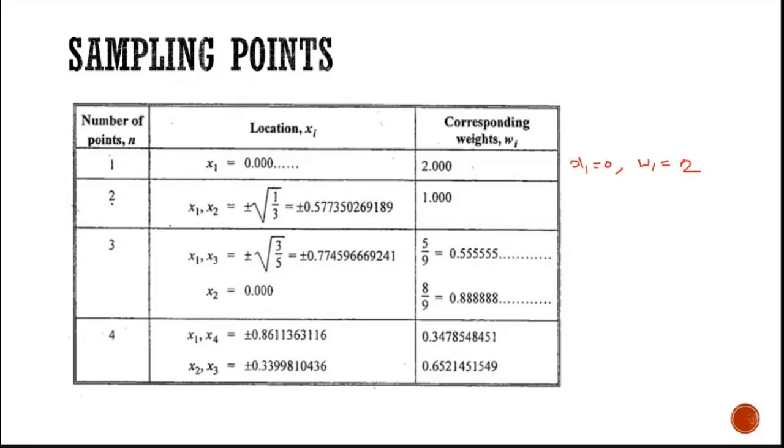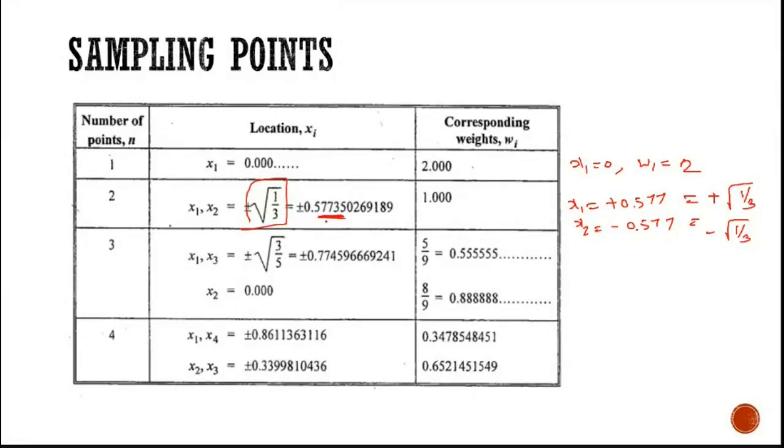If n is equal to 2, what will happen? Your x1 is plus 0.577, your x2 is minus 0.577. Otherwise you can also consider them as plus root 1 by 3 and minus root 1 by 3. So this root 1 by 3 is nothing but 0.577. Always use this one.